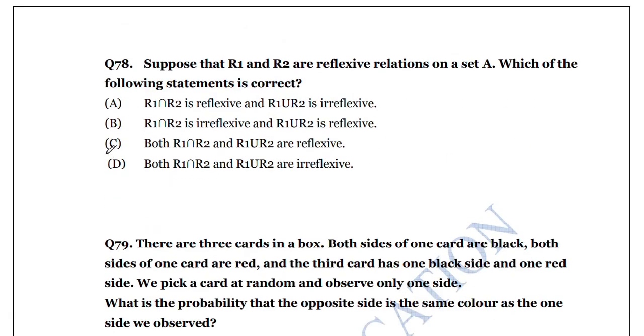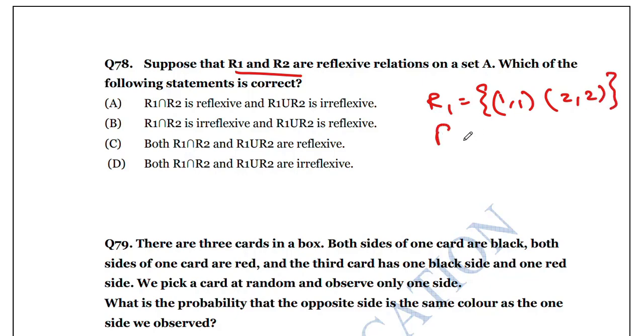The next one is, suppose that R1 and R2 are reflexive. So R1 and R2 are reflexive. Consider R1 as (1,1) and (2,2), and R2 as (2,2) and (3,3). So these are all reflexive relations on a set A. Which of the following statements is correct? So surely this will also be the union.